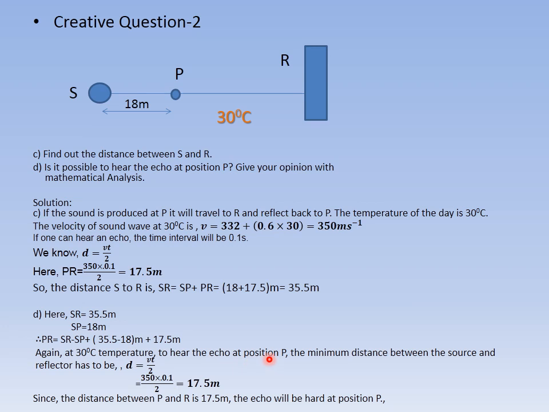Again, at 30 degree centigrade temperature, to hear the echo at position P, the minimum distance between the source and reflector has to be d equal to vt by 2. This is a very known equation. By putting the values, we got the value 17.5. Since the distance between P and R is 17.5, which is more than 16.5, more than the minimum distance, the echo will be heard at position P.